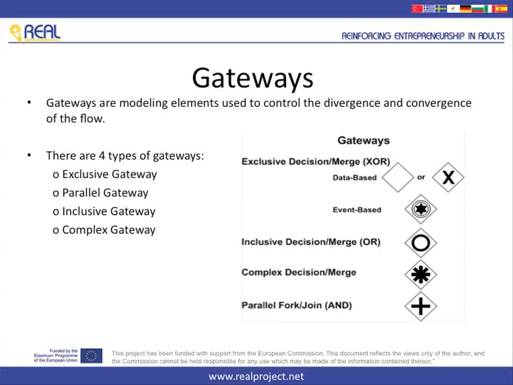Gateways are used to control how sequence flows interact as they converge and diverge within a process. There are 5 types of gateways. Exclusive gateway represents a decision to take exactly one path in the flow. There are 2 subcategories of exclusive gateways. Exclusive XOR, decision merge based on data. Exclusive XOR, decision merge based on an event. Parallel gateway, AND, represents the division of a path into 2 or more parallel paths where activities can be performed concurrently. Inclusive gateway, OR. Here, in a branching, the following may follow one or more alternative paths. Complex gateway depicts complex circumstances.